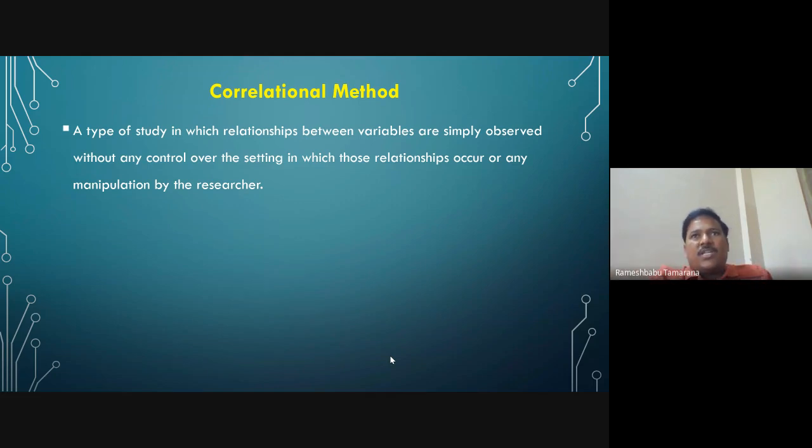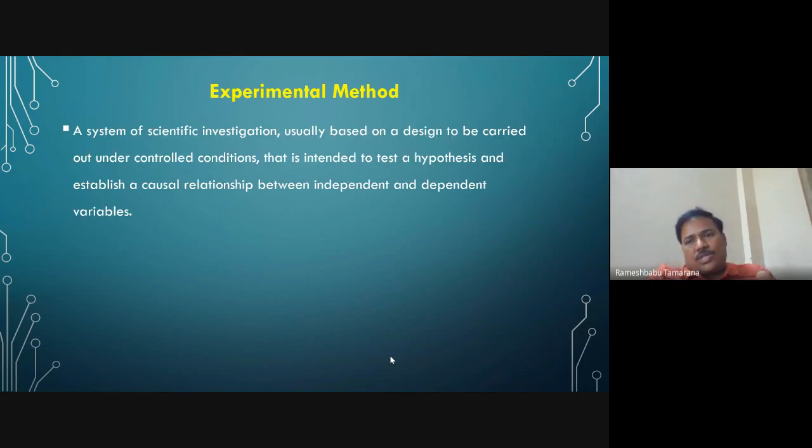Remember, correlation is just to see the relationship, not to identify a cause and effect, to say that this caused that particular behavior. So in order to identify a cause and effect relationship, we use something called the experimental method. What is an experimental method? An experimental method is a system of scientific investigation, usually based on a particular design, carried out under controlled conditions, that is intended to test a hypothesis and establish a causal relationship, a cause and effect relationship, between independent and dependent variables.